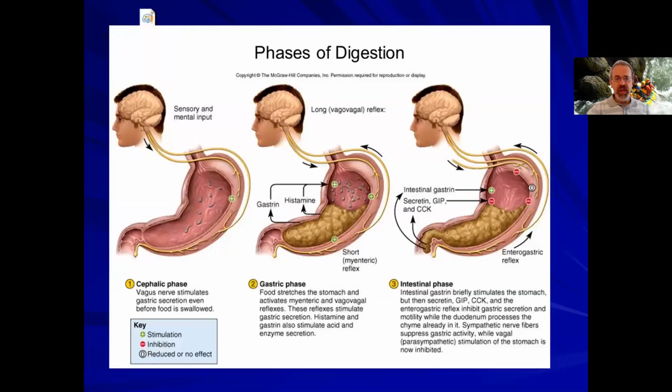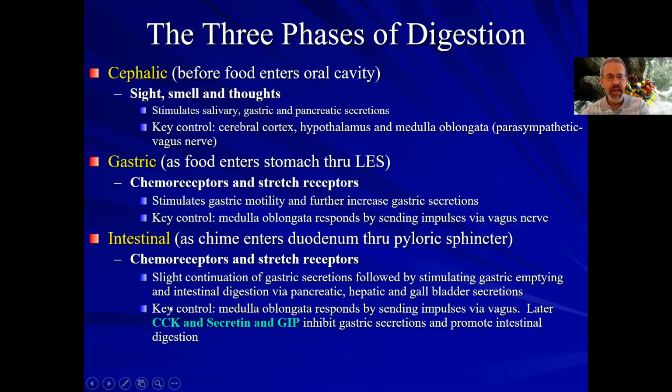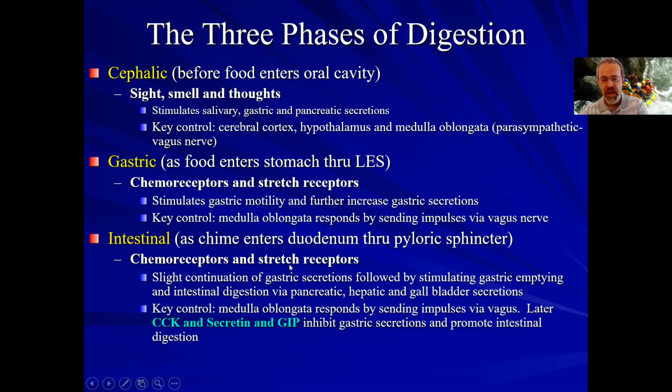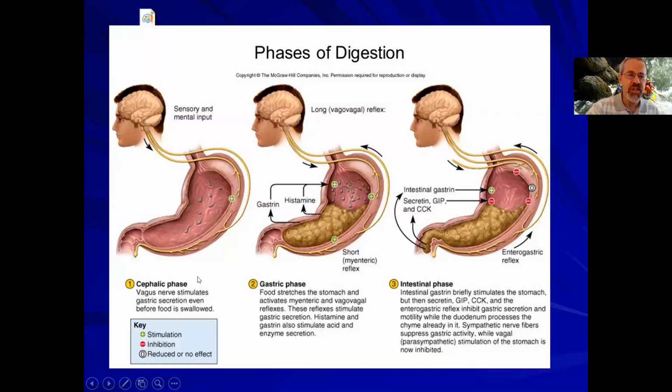So looking at a visual of this process, this is basically what it's talking about. I mean, they go into a few other things. They mention histamine. Just go by what I mentioned on here. So go by this. But then you can see these three phases. So cephalic phase, again, mental input.